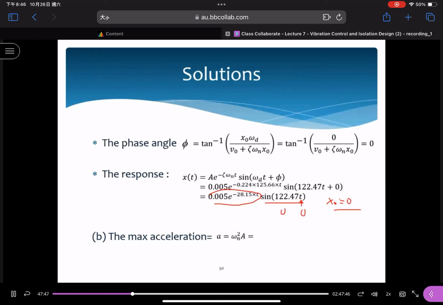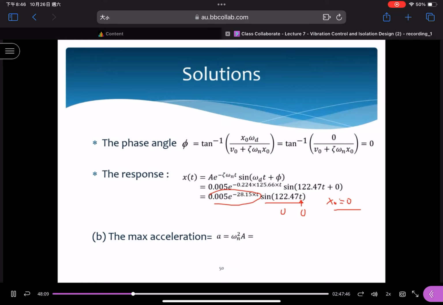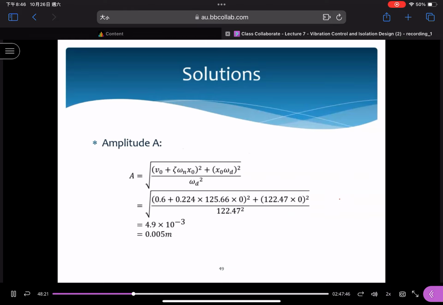So the second part in question number 6 is to find out the maximum accelerations. I recall the equations here. The maximum acceleration is equal to the angular frequency squared times A. What's the value of A? This is A, correct? But we need to recalculate the value of A again. Why? Because in part A the damping ratio is 0.224, but in part B we assume low damping effect. So this value becomes 0.